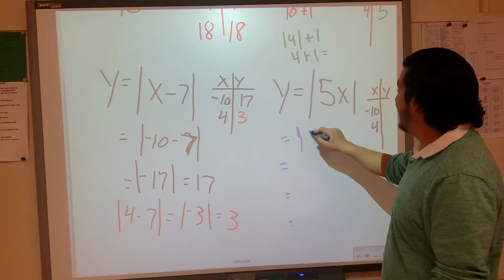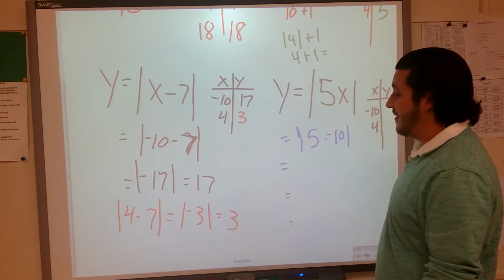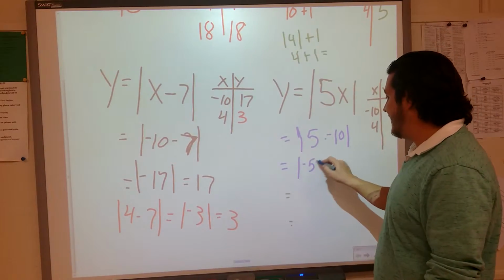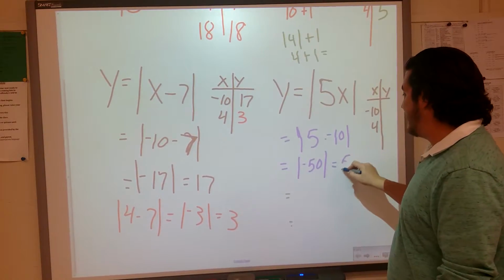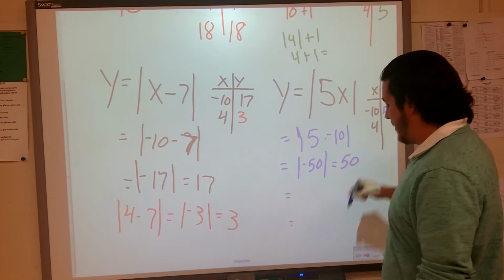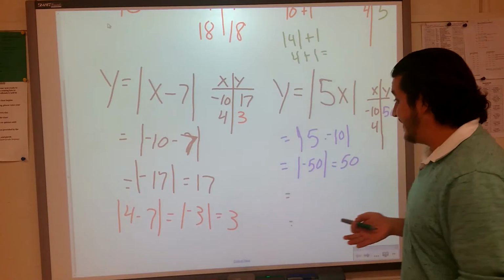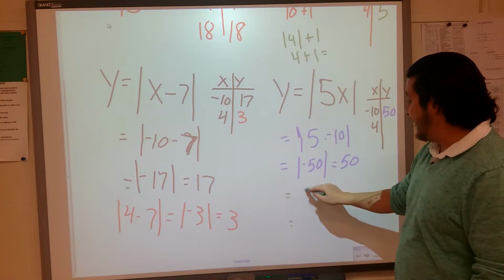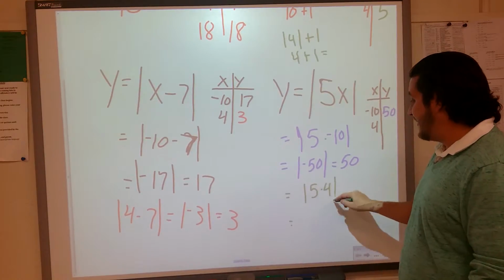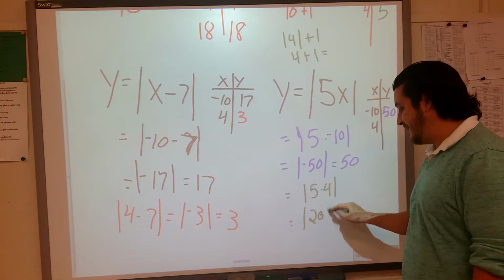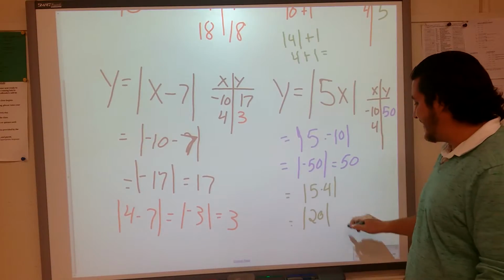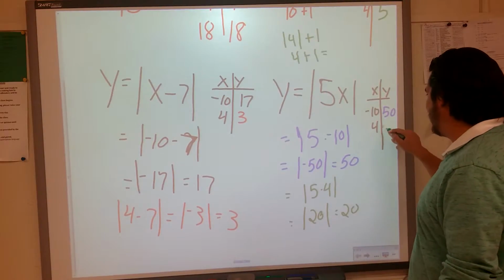Alright. Absolute value of 5 times negative 10. Negative 50. And the absolute value of negative 50 is 50. Then the absolute value of 5 times 4 is 20. And the absolute value of 20 is 20.